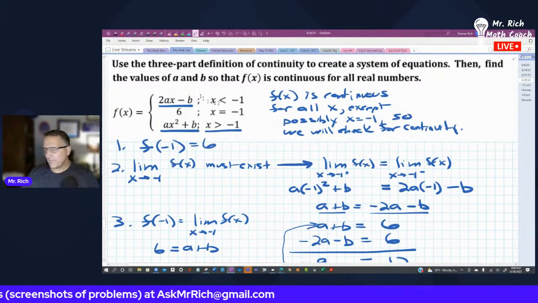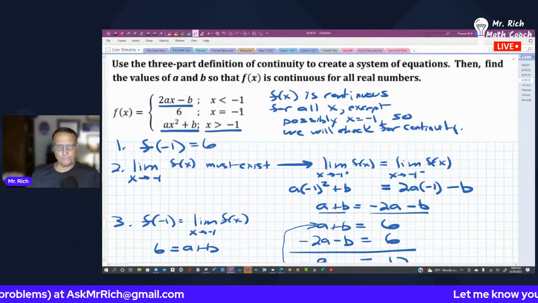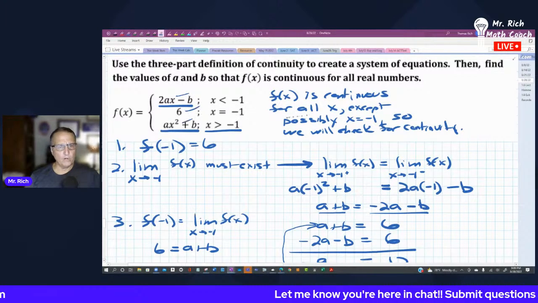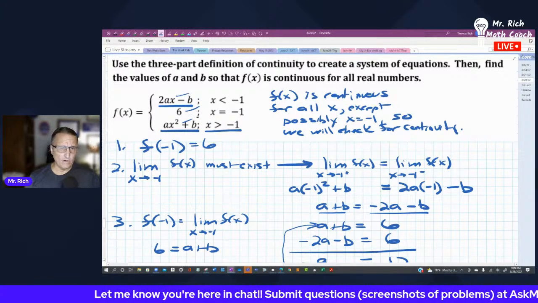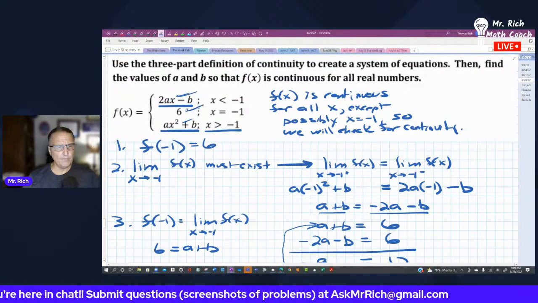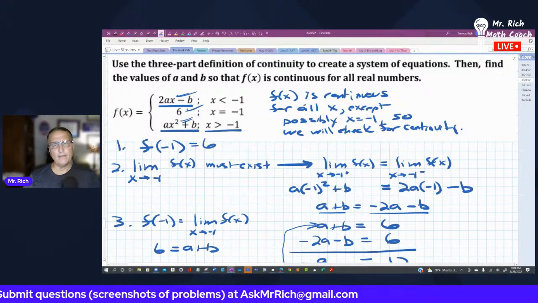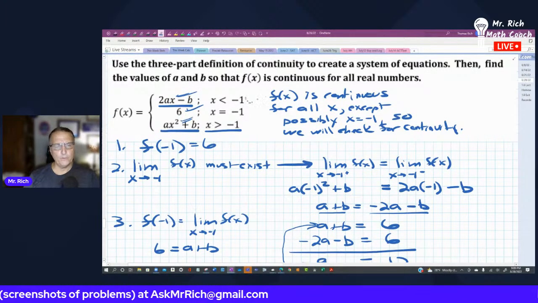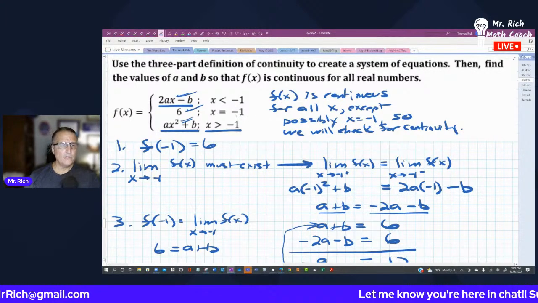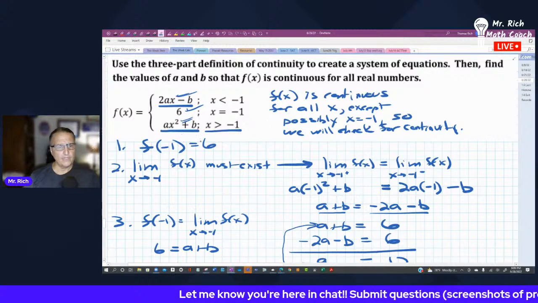So just to recap this problem, we first identified that all three of these were continuous everywhere because of the nature of their functions. They are all polynomials. This one's a linear, that one's a constant, that one's a quadratic. So the only possible discontinuity would be when x is equal to -1. So we started off by saying, well, what is f of -1? It is 6.